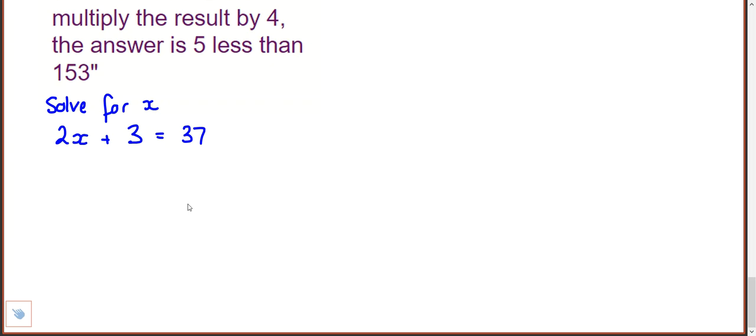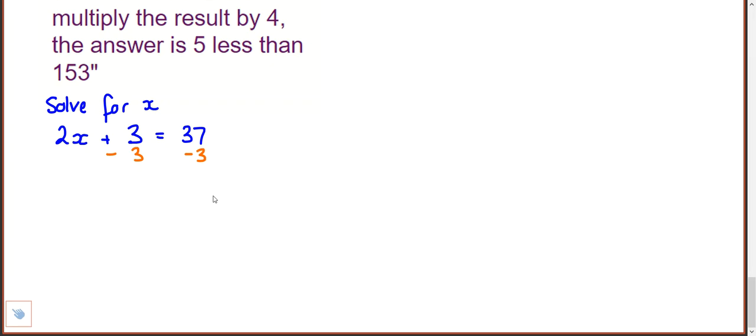So the first thing is, 37 minus 3. There are lots of ways to write this out. This is the way I think about it. There are 2 times x, then I add 3 and I get 37. Because I know how to read it, I know that I've got to subtract that 3 to get rid of it. But that will also mean that the answer is 3 smaller. So I've done it to both sides.